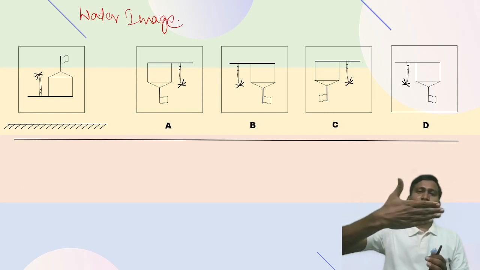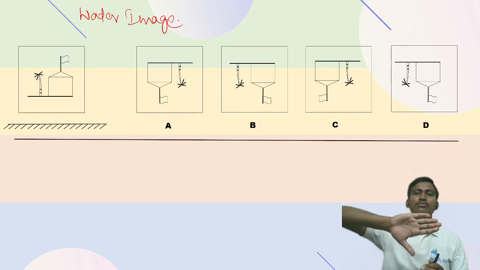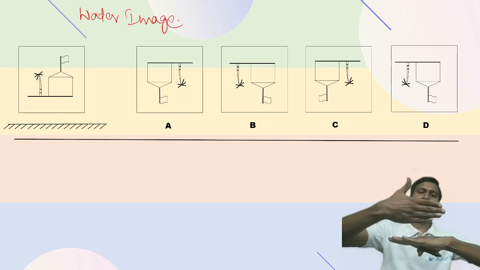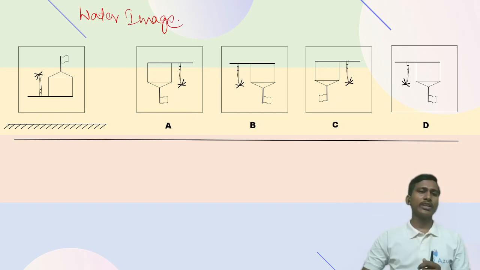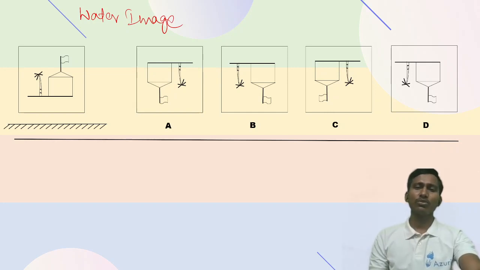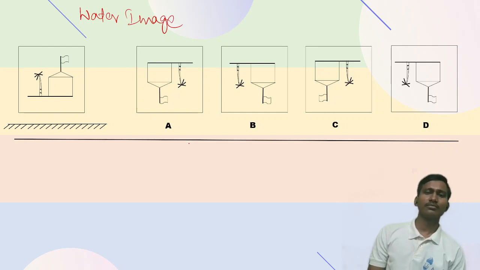If it is up like this, we have to flip. If the mirror is given here, then you have to flip like this. Okay, understood? So let me know the answer. What will be the answer here? Sir, D.